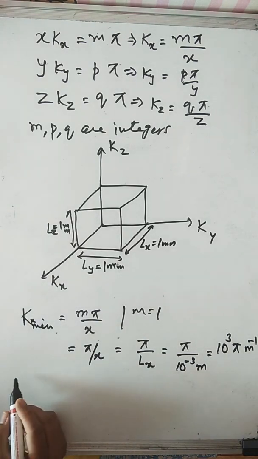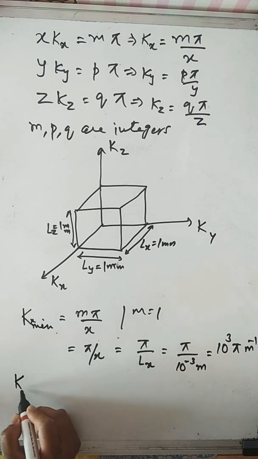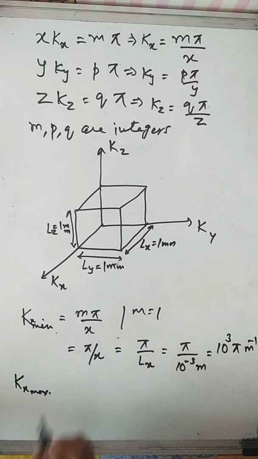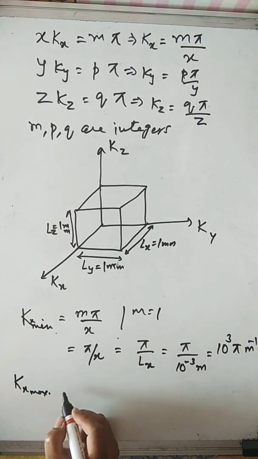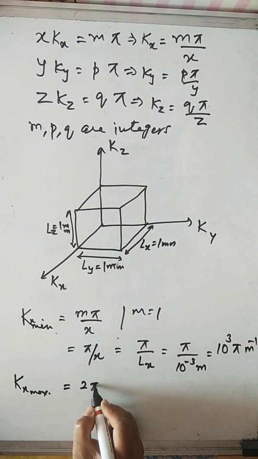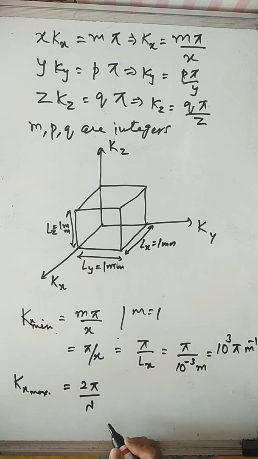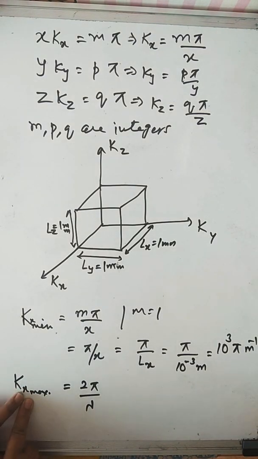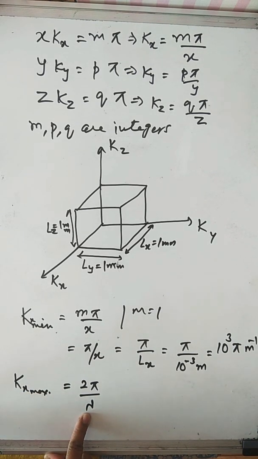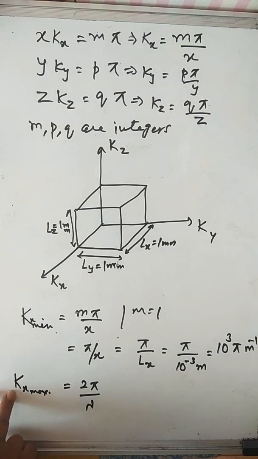Now, what is the maximum value it can have? What is kx max? The maximum value in the kx direction can be obtained by using the formula 2 pi by lambda. Lambda here is the de Broglie wavelength of the electron. For kx to be maximum, lambda should be minimum. Then only will we get the maximum value of kx.